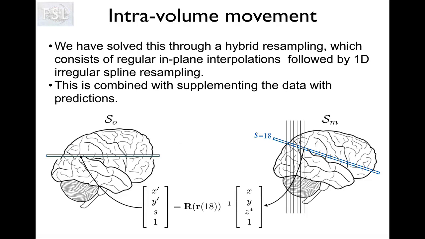So for every slice that we've acquired, we resample it so that we have a resampled slice on a regular XY grid, but we don't resample it in the Z direction. Instead, we just calculate what the location should be in the Z direction. So then we end up with a number of columns in the Z direction where we have data sampled at irregular intervals, and then we just fit a spline to that.